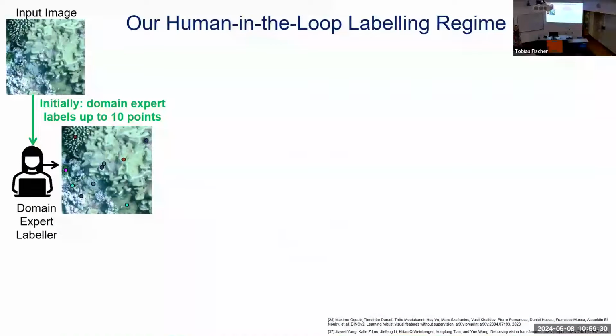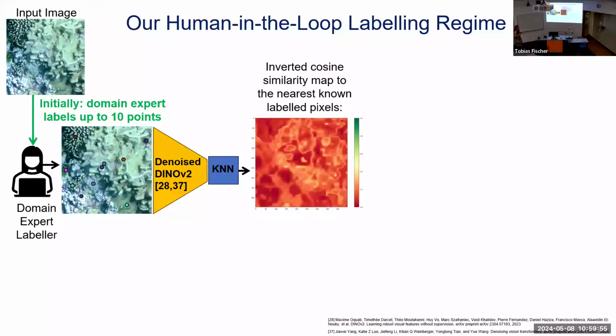Since we're considering that extremely sparse point label setting, we also propose a human-in-the-loop labeling regime. With this regime, we take our input image and give it to our domain expert and ask them to label up to 10 points centrally in the largest coral instances in the image. Then we take that denoised DINOv2 model to obtain our features, and we do that clustering with the KNN algorithm. From this, we can obtain this inverted cosine similarity map. This map shows us the cosine similarity for each pixel to its nearest known labeled pixel.